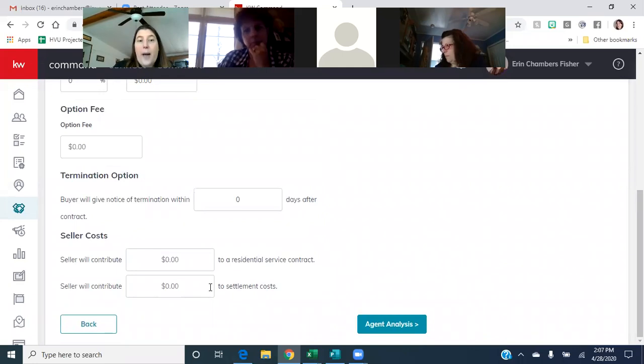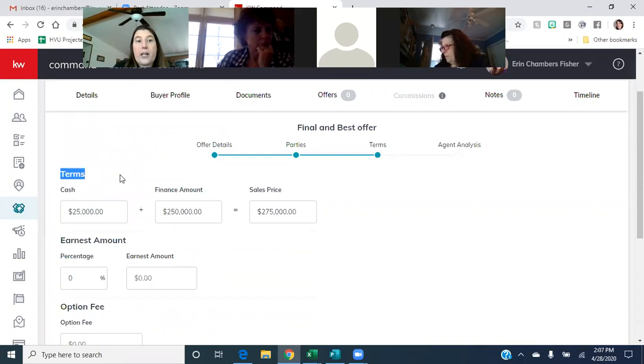And then down here, if you happen to have a seller concession, you can enter in that the seller will contribute X amount to settlement costs. So if you happen to have that amount down here and there is a concession, you can certainly add it down here in this part. But for the most part, you're going to be filling in this section up here, which is your terms, which is your down payment, your finance amount, and your sale price.